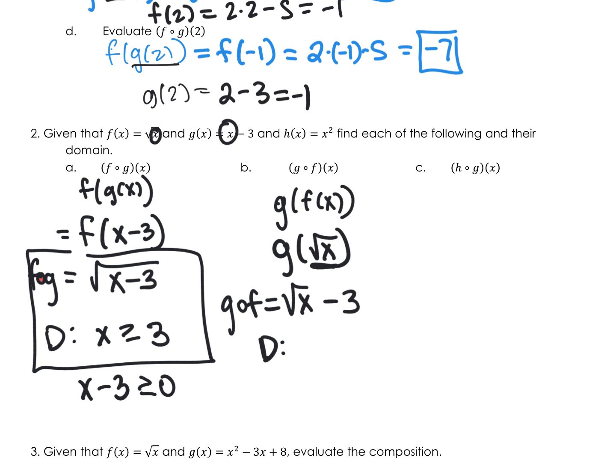Do I have any denominators? No, but I have a square root, right? But what's under the square root? Just x. So what are you going to do with that x? Greater than or equal to 0, right? That's what you do anytime there's a square root. You take what's under the square root and you make it greater than or equal to 0.